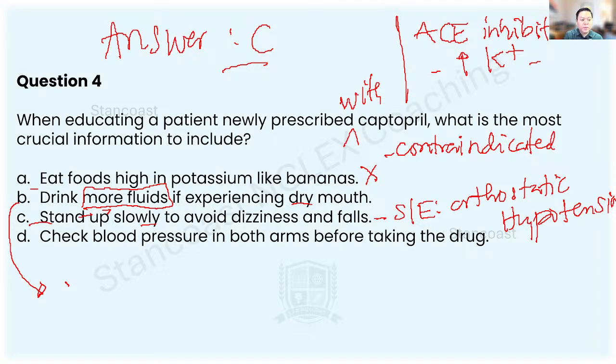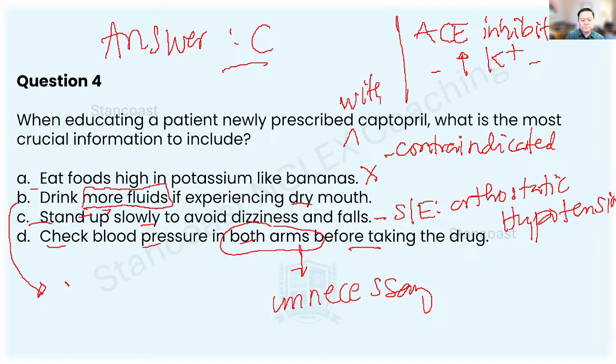Now, what about letter D? Check the blood pressure with both arms before taking the drug. Well, they should be monitored once in a while, but it doesn't mean that we have to take the blood pressure every time on both arms. That's not going to be necessary, okay? Both arms? Not usually.